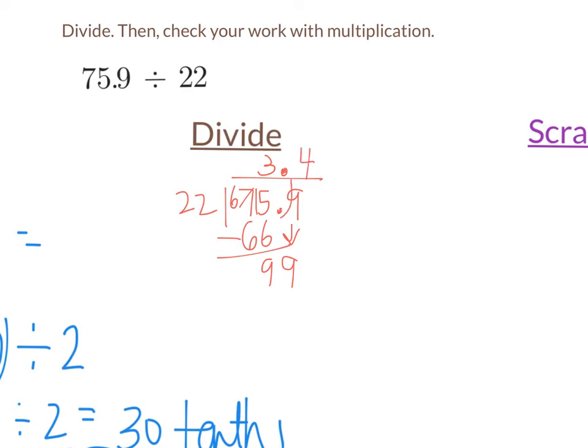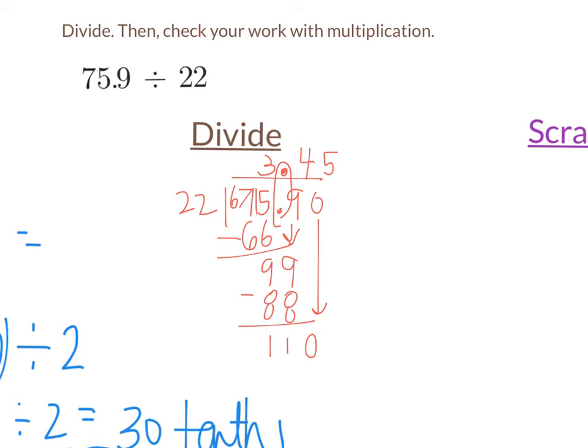It's super important that the decimal point always just goes up the elevator. Okay. 4 times 22 is 88, right? When I subtract that, what do I have left? 11. Is it 3.4 remainder 11 tenths? No, because those 11 tenths can be regrouped to be? 110 hundredths. Okay, and I have 0 additional hundredths to bring down. 110 goes into 22 how many times? 5. Perfect.